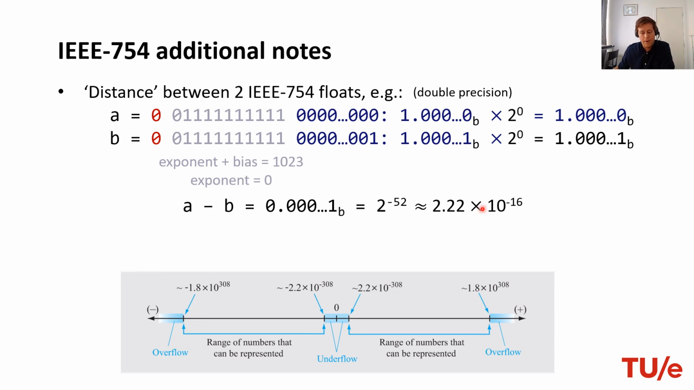Now this is a very specific distance, the distance between 1 and the closest floating point number next to 1, and that is what we call the machine precision. In MATLAB, you can check what this machine precision is by simply typing eps, for epsilon, and that will give you this number over here, 2.22 times 10 to the power minus 16.